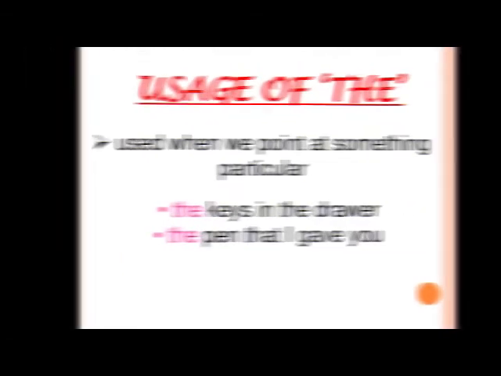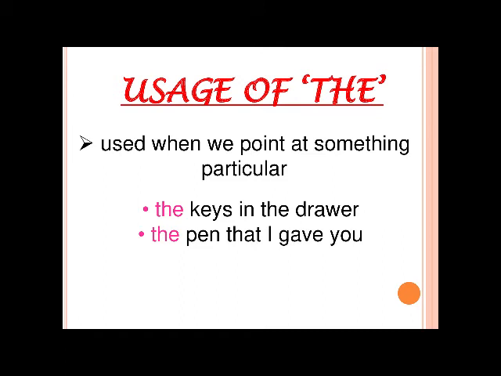Now, let's look at the usage of the. Now, as I have already mentioned, when we point at something particular, we use the. The keys in the drawer, the pen that I gave you. Both of these things are specific. I'm not talking about any other key. I'm talking about specific keys which are there in the drawer. Also, I'm talking about that pen which I gave to you. So these things are specific. These things are particular. Okay.